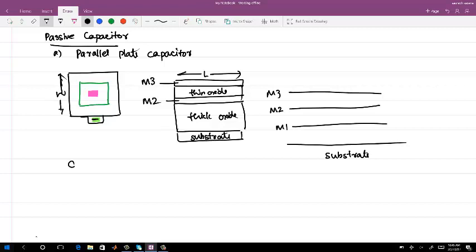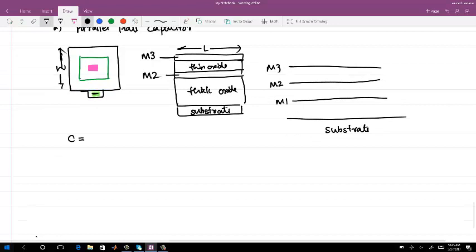So the capacitor which ideally you may realize is, do you remember the formula? Epsilon A by D, right? And D is the thickness of the oxide. So if you want to have a larger capacitance in a smaller area, you need to have a thinner oxide, effectively, right?